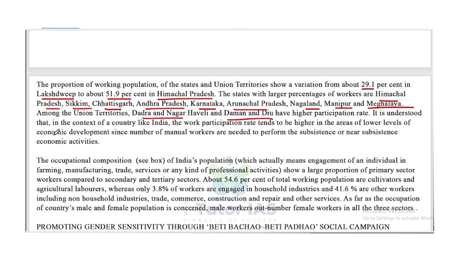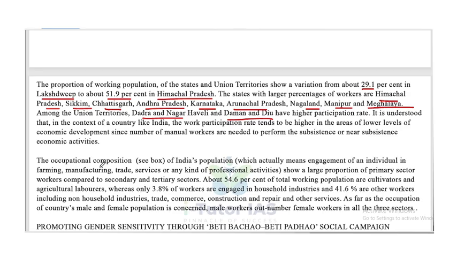It is understood that in the context of a country like India, the work participation rate tends to be higher in the areas of lower levels of economic development, since a number of manual workers are needed to perform the subsistence or near subsistence economic activities.